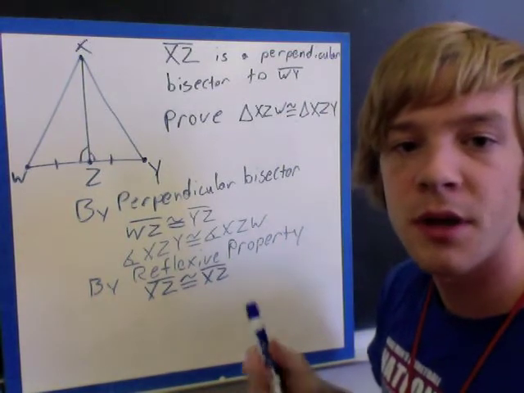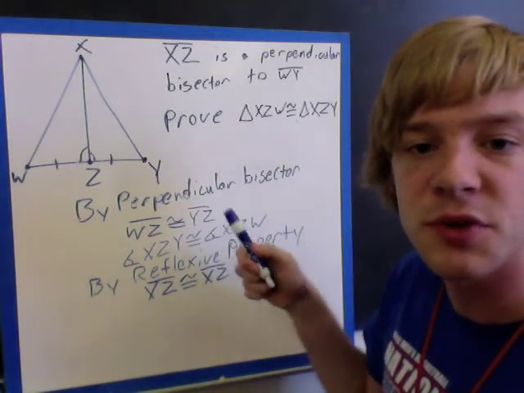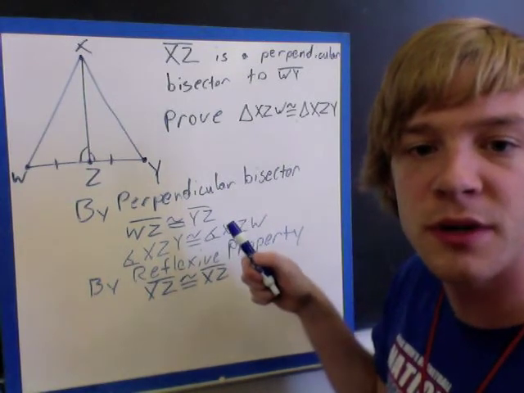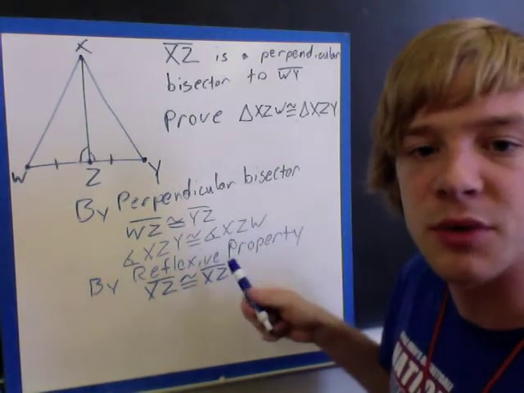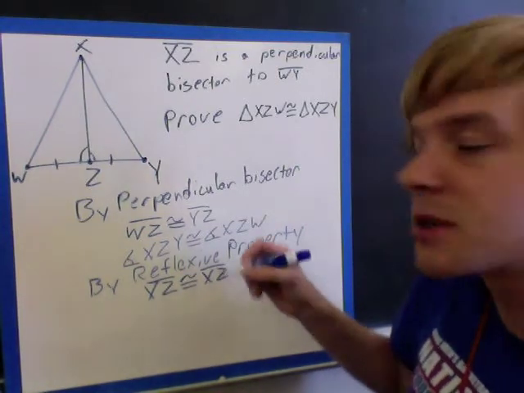Like so. So now we have three pieces of information. We have two pairs of congruent sides and one congruent angle. I'm going to write a couple of dash marks up here for our reflexive property.